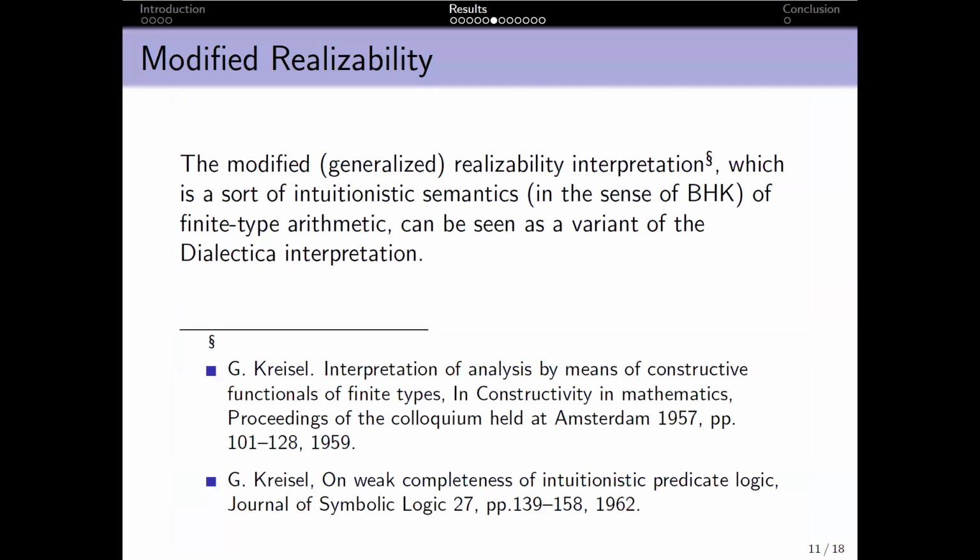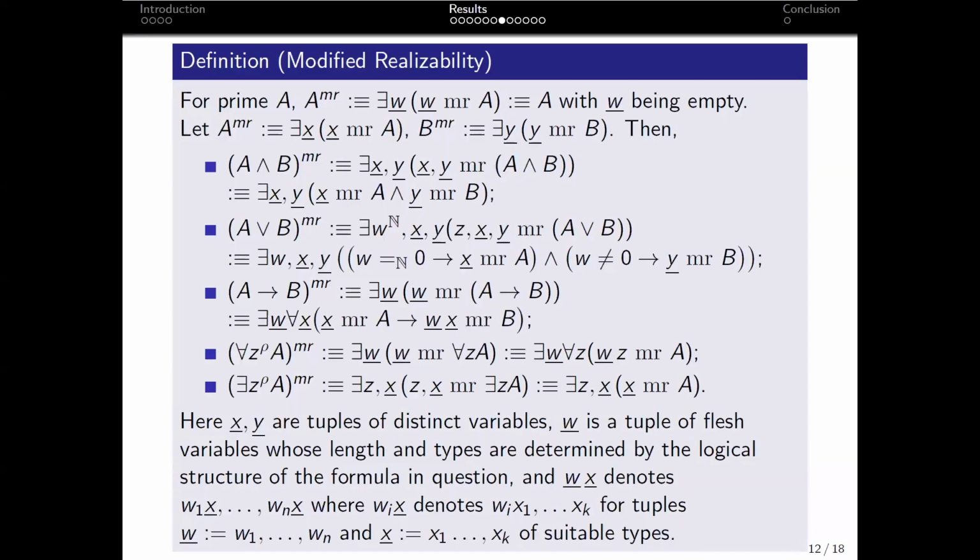So next, let me turn to the modified realizability. Actually, it is a sort of intuitionistic semantics in the sense of BHK, or finite type arithmetic, and it can be seen as a variant of the dialectica interpretation. So actually, this is a definition of the modified realizability in the flavor of dialectica interpretation. This looks somewhat messy, but it's just defined.